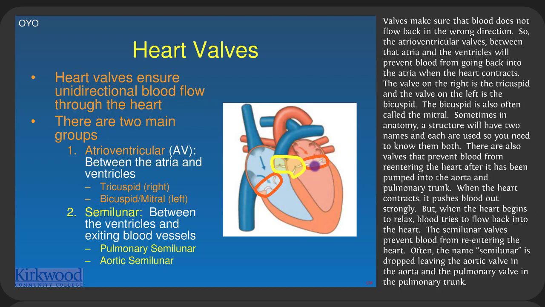There are also valves that prevent blood from re-entering the heart after it's been pumped into the pulmonary trunk and the aorta. When the heart contracts, it pushes blood out strongly, but when the heart begins to relax, blood tries to flow back through these great vessels. The semilunar valves, the pulmonary semilunar in the pulmonary trunk and the aortic semilunar in the aorta, prevent this backflow. Often the name semilunar is dropped, leaving the aortic valve and the pulmonary valve.